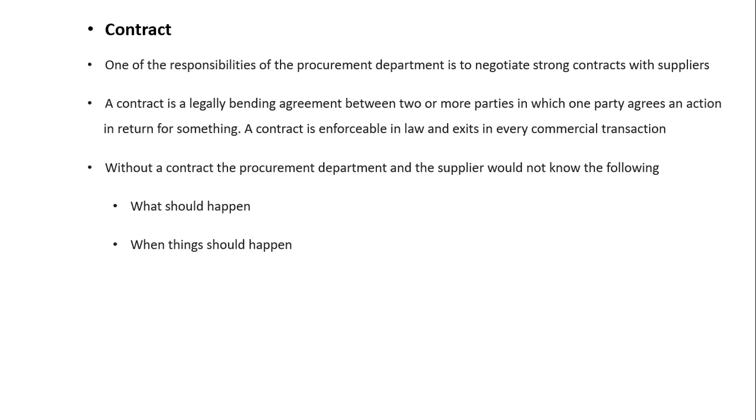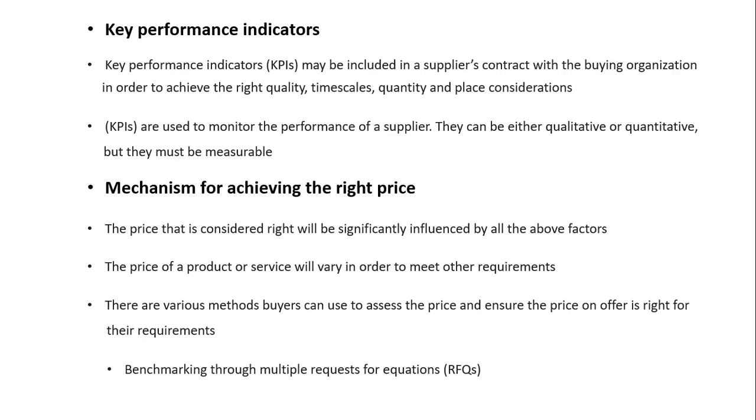Without a contract, the procurement department and the supplier would not know the following: what should happen, when things should happen, key performance indicators. Key performance indicators, KPIs, may be included in a supplier's contract with the buying organization in order to achieve the right quality, timescales, quantity, and place considerations. KPIs are used to monitor the performance of a supplier. They can be either qualitative or quantitative, but they must be measurable.